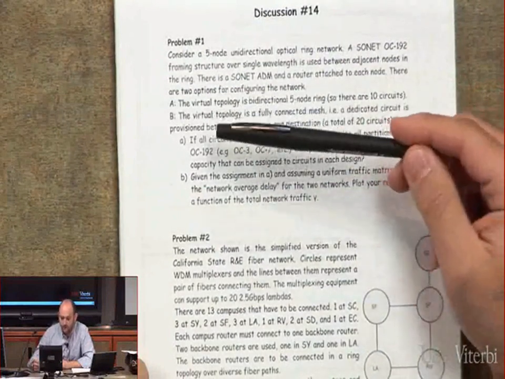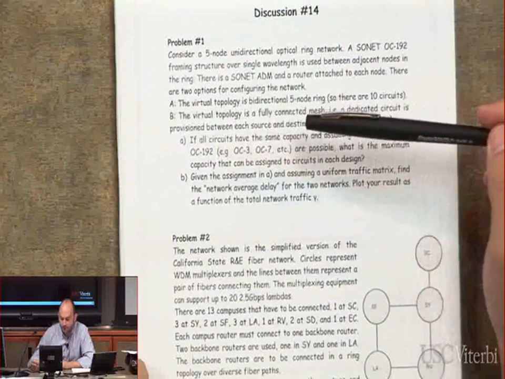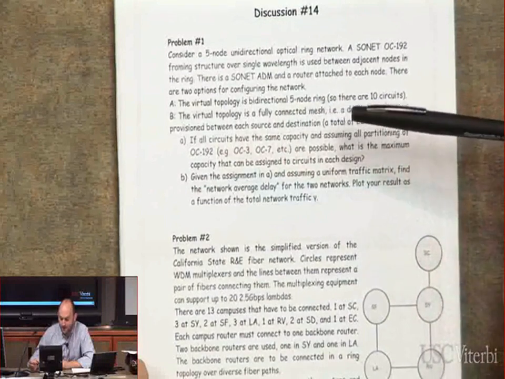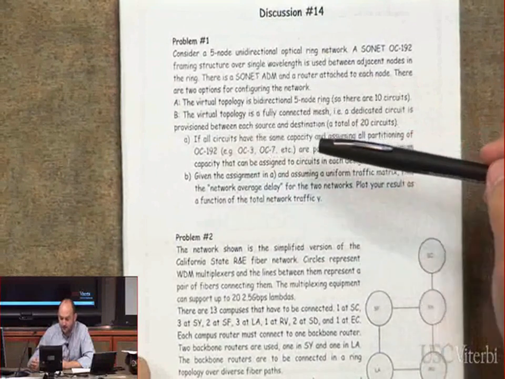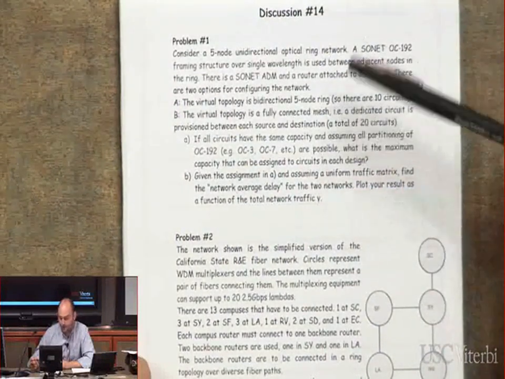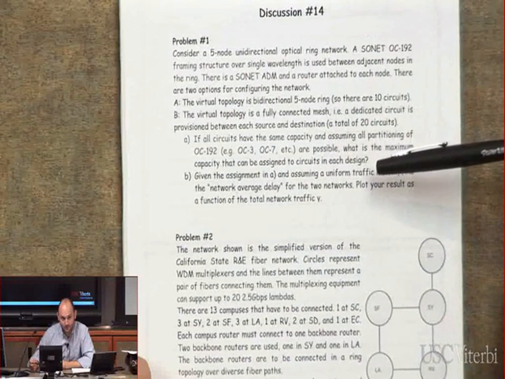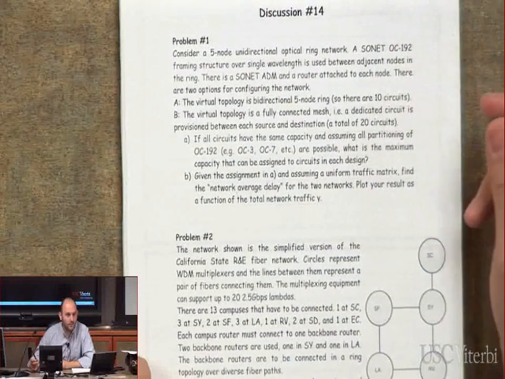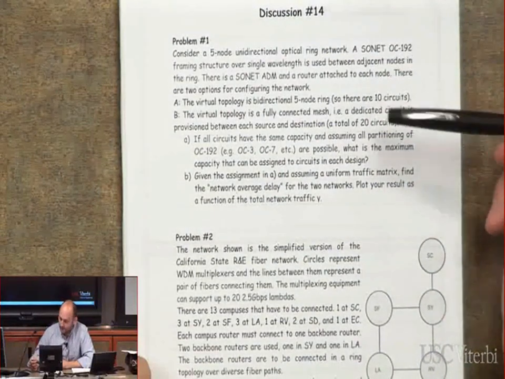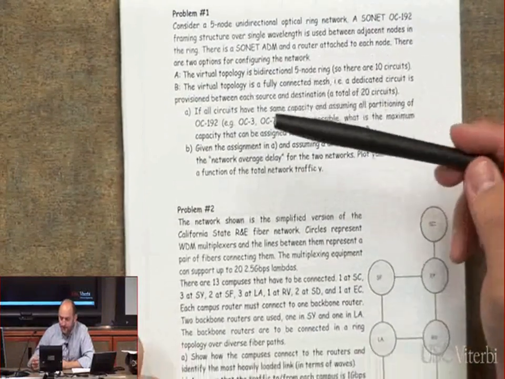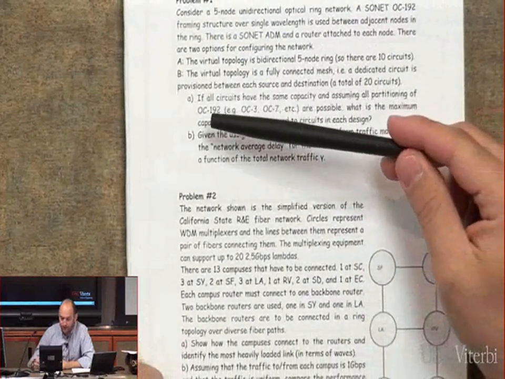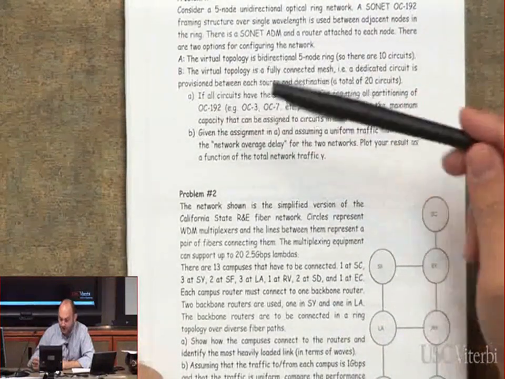And the second option is the virtual topology is a fully connected mesh, i.e., a dedicated circuit is provisioned between each source and destination. Okay, so we have a total of 20 circuits in this case. We'll see why a mesh of 5 is 20, but so that's the second. Now, question A anyway.